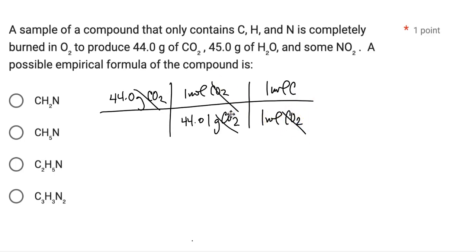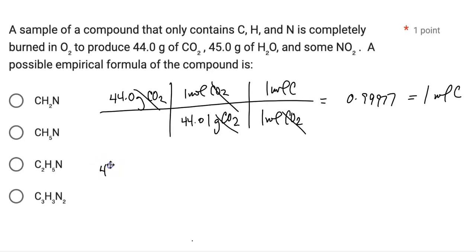Okay? And so when I do this math, 44.0 divided by 44.01 gives you 0.99977, which is essentially 1 mole of carbon. Okay, I'm going to do the same thing for hydrogen.